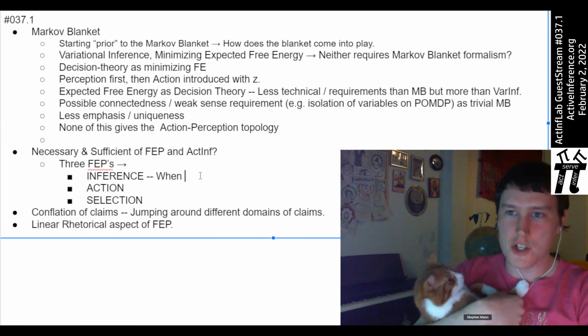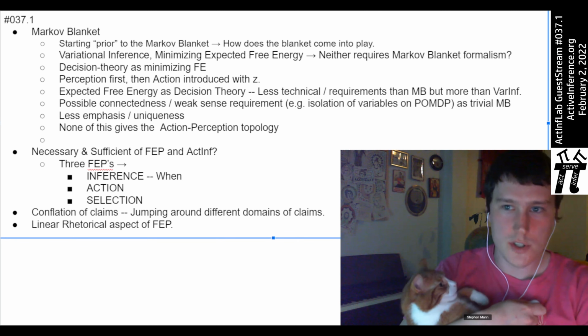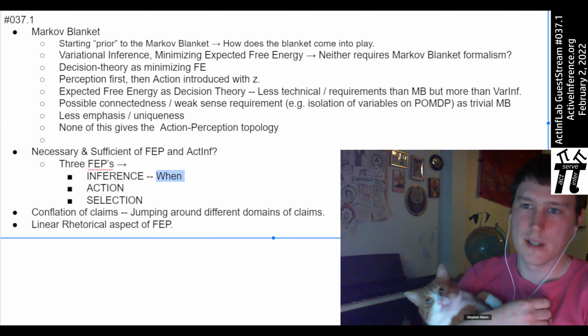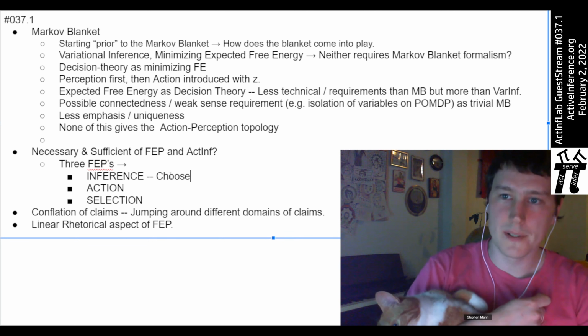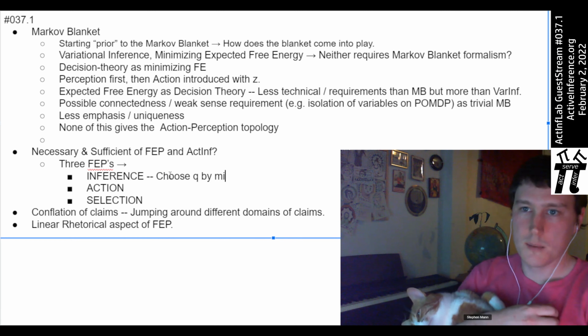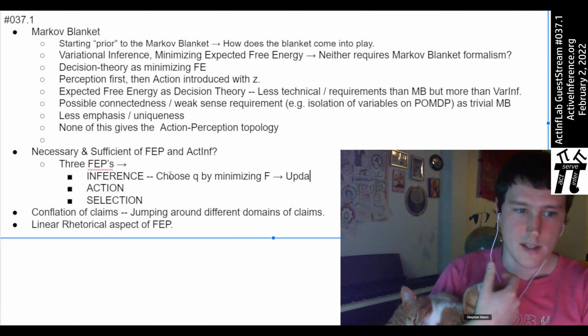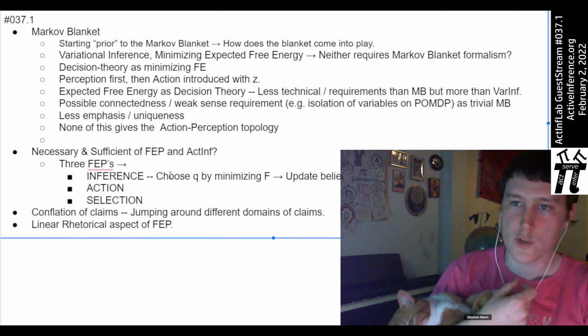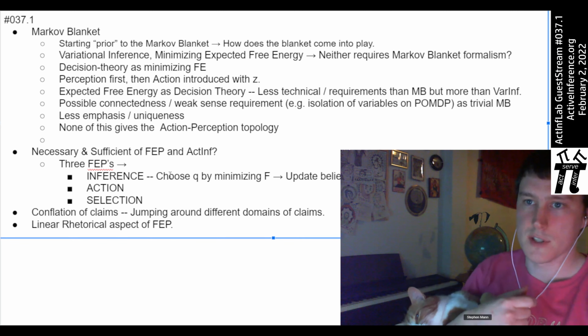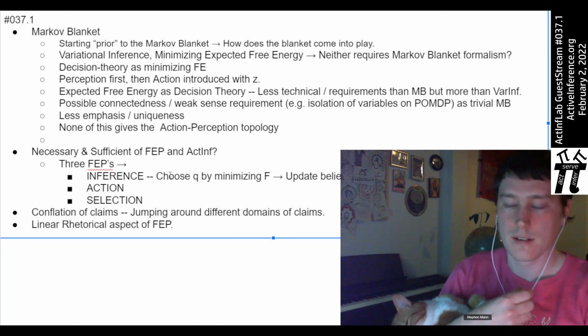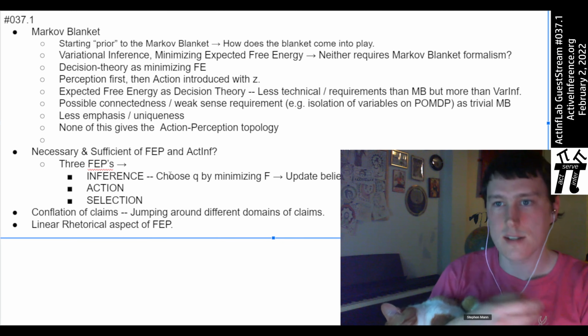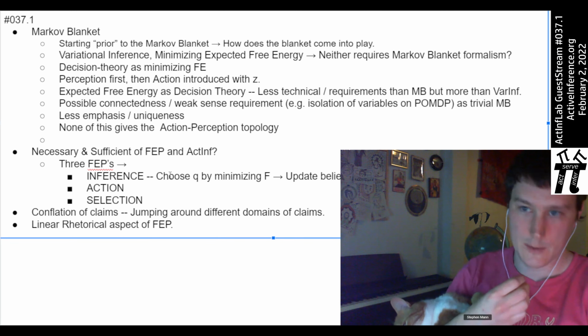Well, the short version is choose Q by minimizing F. So choose your beliefs about hidden states by minimizing variational free energy. So it's a principle in the sense that philosophers would call a normative principle. It's a command for how to act. In this case, the specific kind of action is how to choose your beliefs.